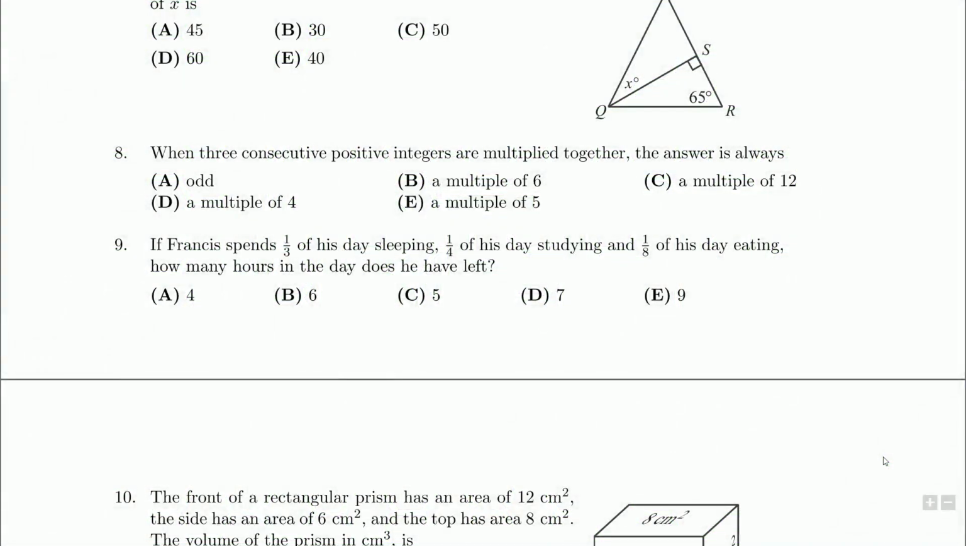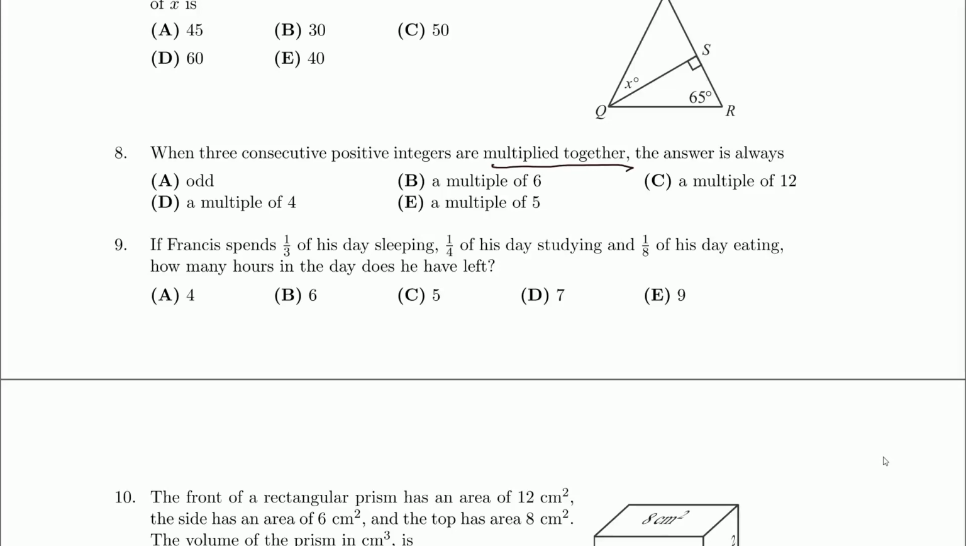We're looking at question 8 now on our 2009 Cayley contest. That is the grade 10 math contest. And what have we got? When three consecutive positive integers are multiplied together, the answer is always: odd, a multiple of 6, a multiple of 12, a multiple of 4, or a multiple of 5. Okay.